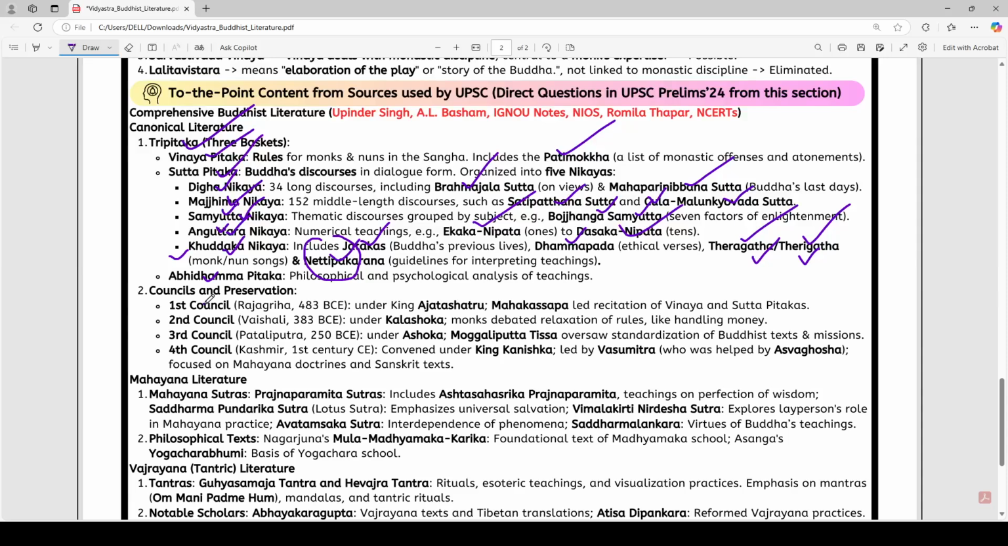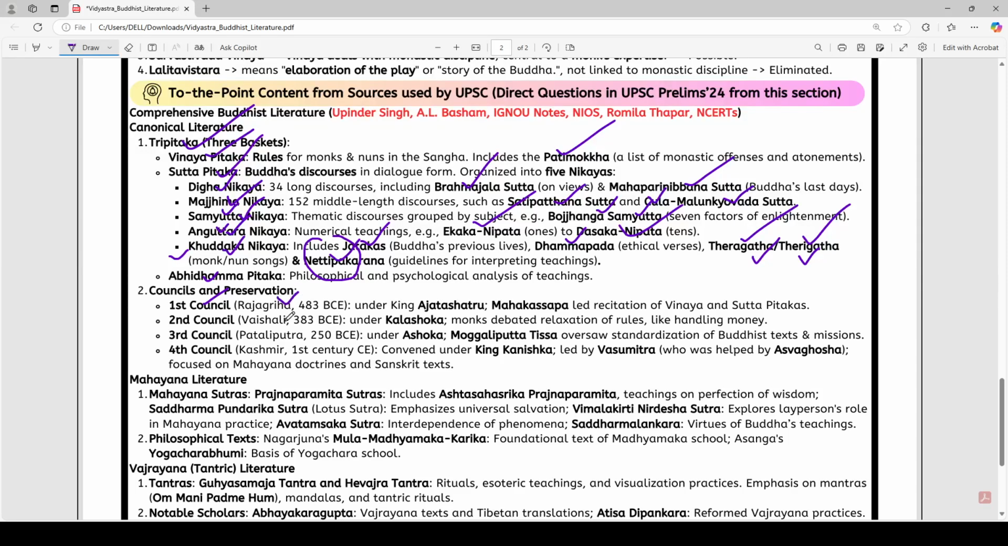Then we have the councils. You need to understand what councils are. Councils are gatherings of great scholars belonging to that religion who come together and finalize what we are going to finally reject or finally assimilate in the coming times. So they come together, they have an assembly. There were 4 assemblies, first, second, third, fourth.